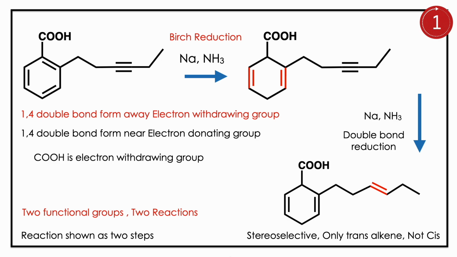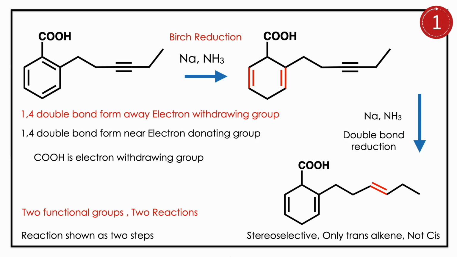There is the possibility of two different Birch reductions. Alkyne also gets reduced, benzene also gets reduced. That is the interesting fact about this reaction. So benzoic acid contains COOH. COOH is an electron withdrawing group. So the reduction happens at the 1,4 position. So the 1,4 double bond forms.